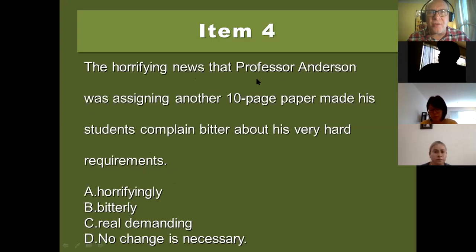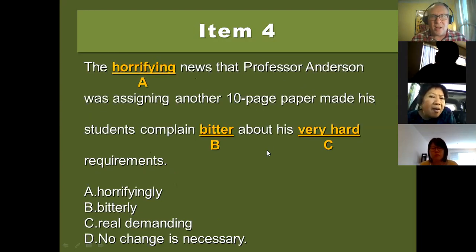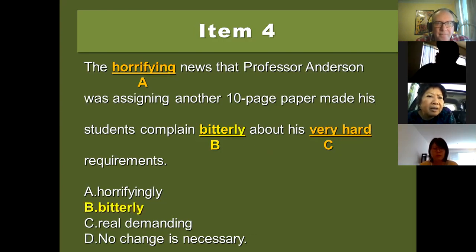All right. Item number 4. The horrifying news that Professor Anderson was assigning another 10-page paper made his students complain bitter about his hard requirements. All right. Which one is bad in this case? B, bitter. Bitter should be bitterly.